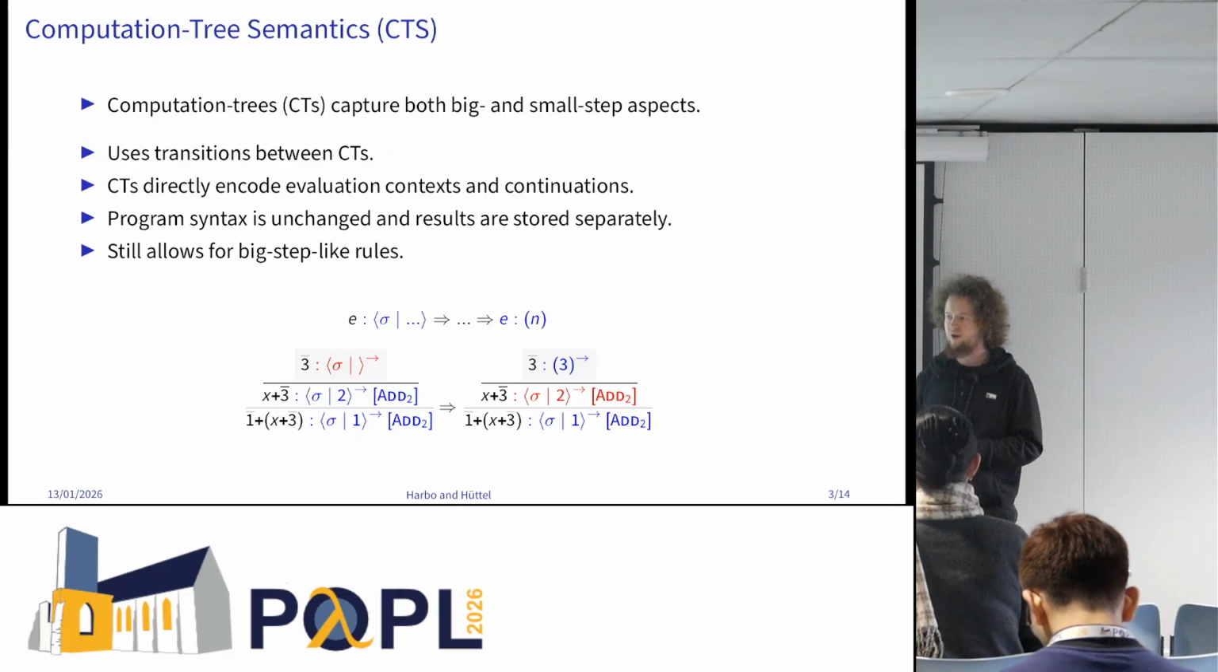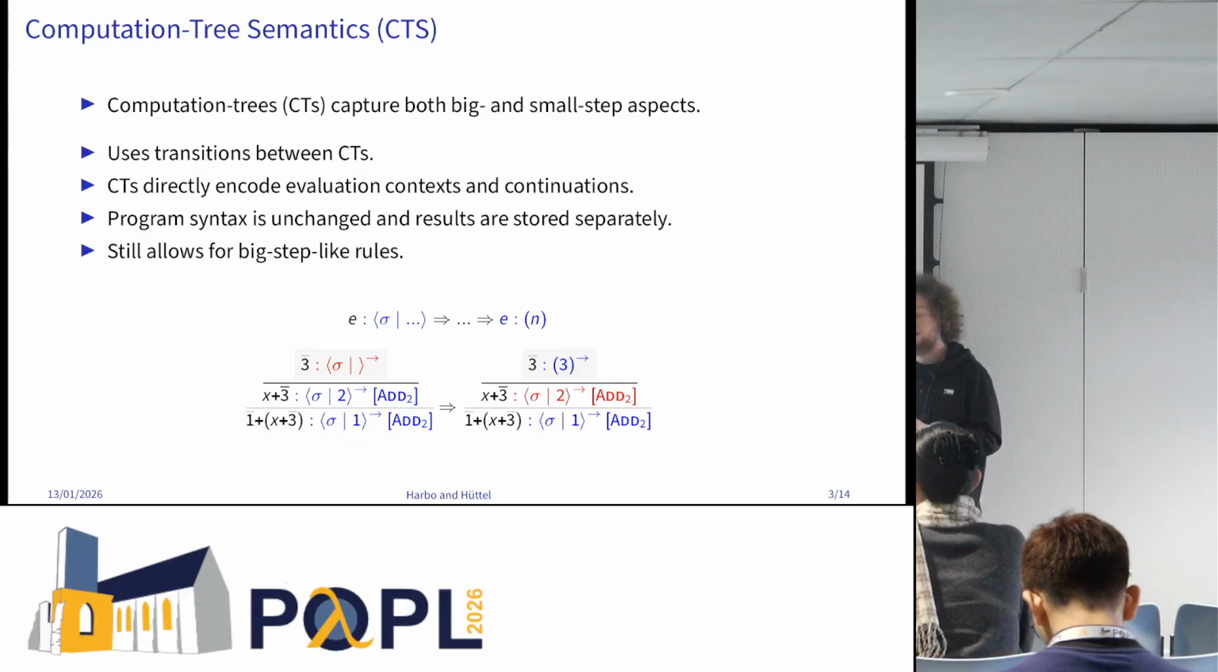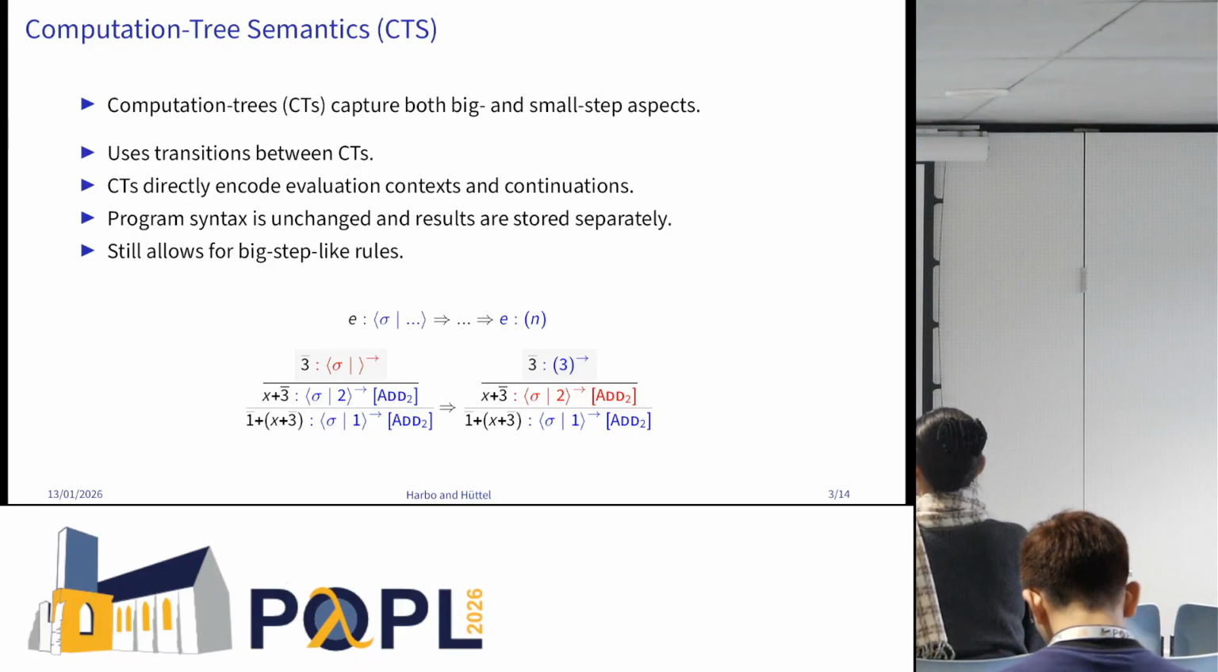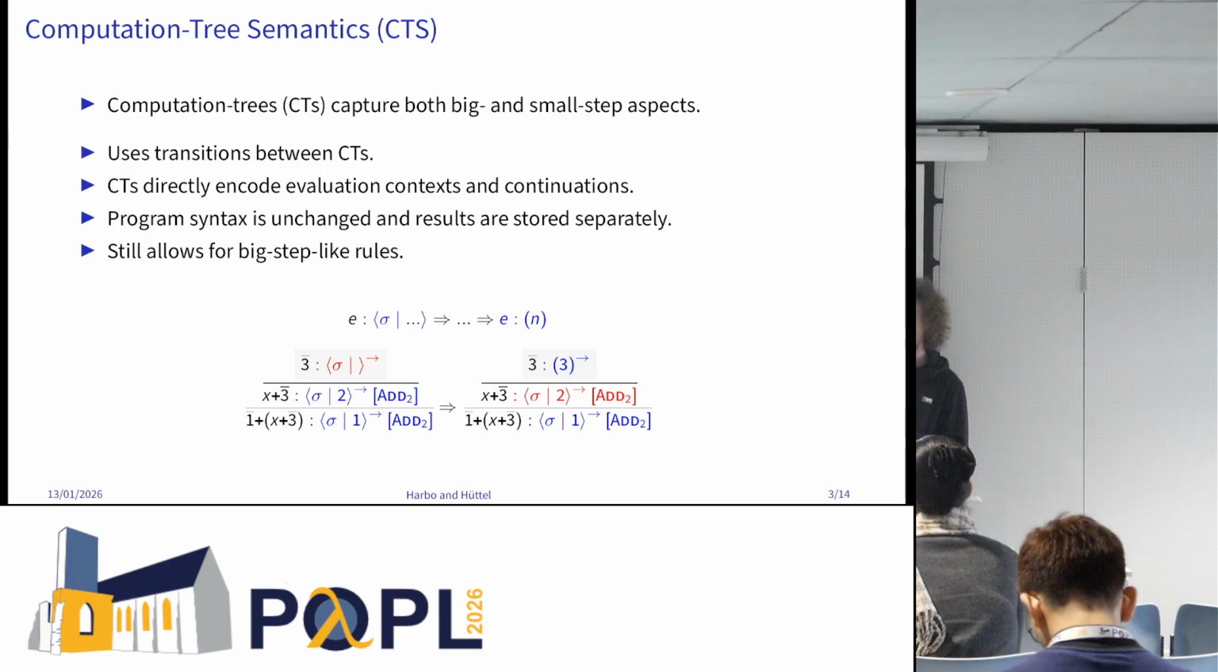So one key property of these computation trees is that they directly encode both evaluation contexts and continuations. And in the example down here, we can, for example, see that the expression 1 plus x plus 3 is being evaluated in the context of sigma, and we're currently memorizing the value 1, which was established at a previous step when evaluating the first constituent 1, seen out to the left.